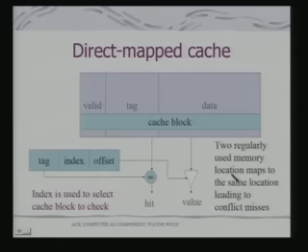So, you realize that 2 regularly used memory locations, if they map to the same location, would lead to what we call conflict misses. So, this direct mapped cache suffers from the problem of conflict misses, because multiple locations map to a single location in cache. So, even if the other locations of the cache are empty, if I access these locations regularly, then there will be a conflict miss and the worst case performance will be really bad.